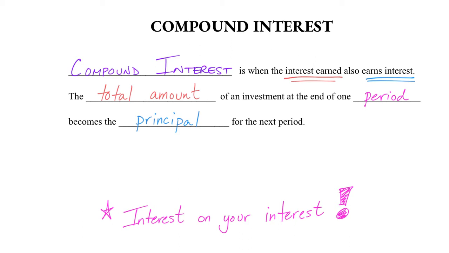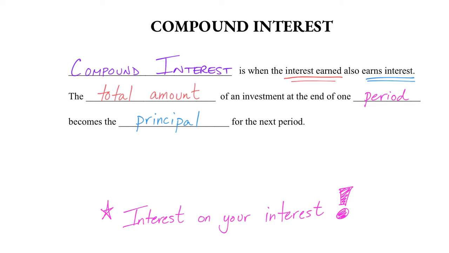So you'll see at the top of your screen on your handout page, we need to get down a little bit of information regarding compound interest. You'll notice what I've underlined in that first sentence. Compound interest is when the interest earned also earns interest. So the next sentence then, the total amount of an investment at the end of one period becomes the principal for the next. All of that terminology we should be comfortable with from our simple interest discussion, but it doesn't mean that we really understand the concept of compound interest.